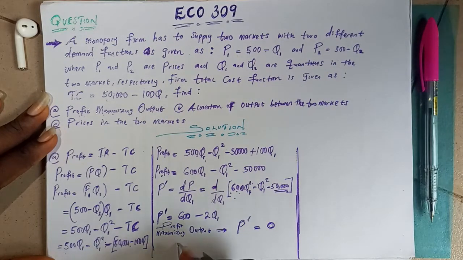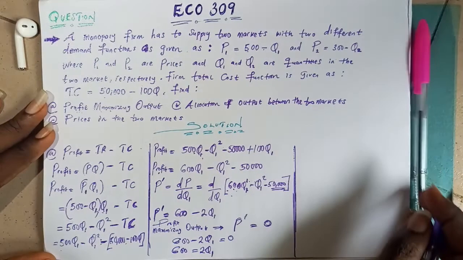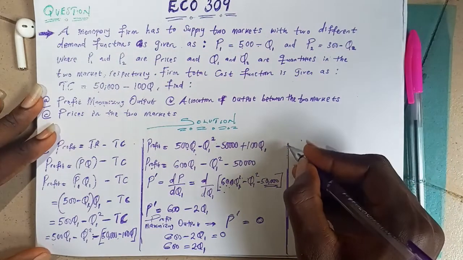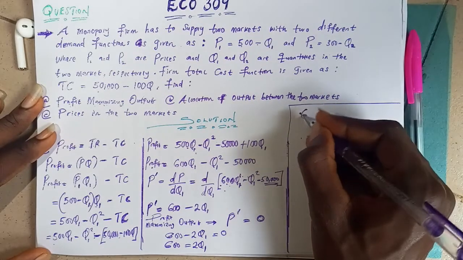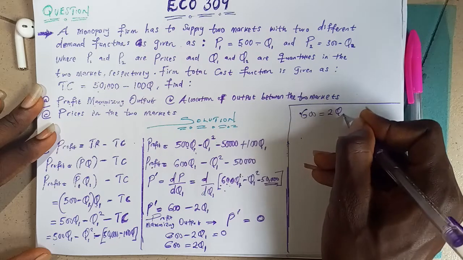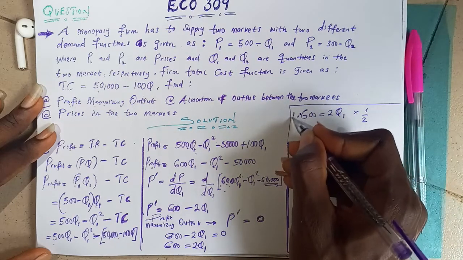Then we have 600 minus 2Q1 equals 0, and we need to find Q1. That means we have 600 equals 2Q1. We already have 600 equals 2Q1, so you can multiply both sides by 1 over 2.